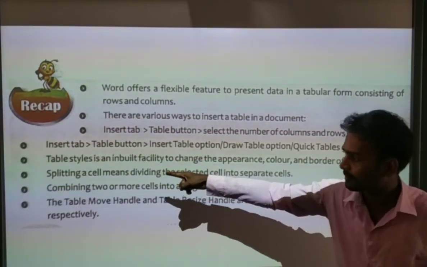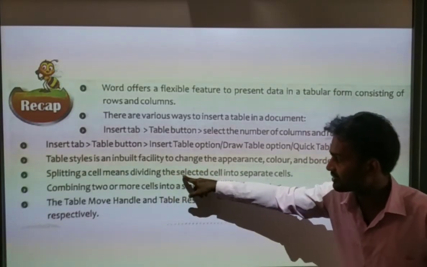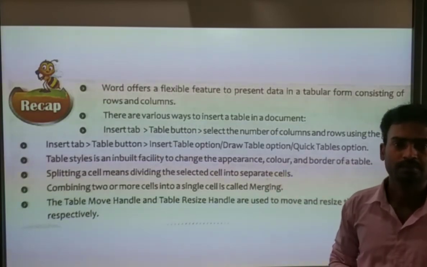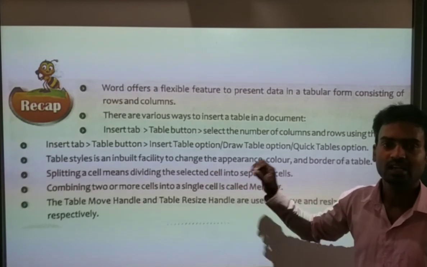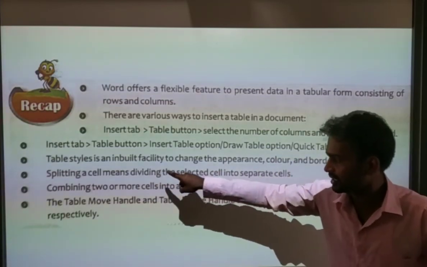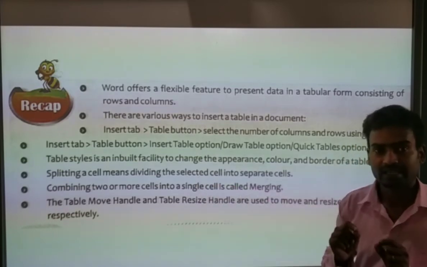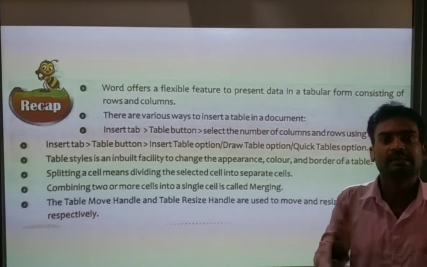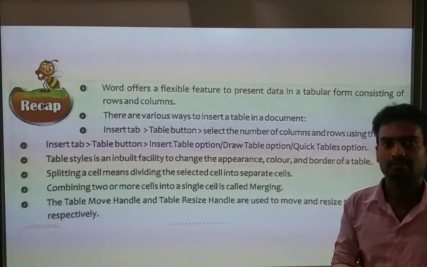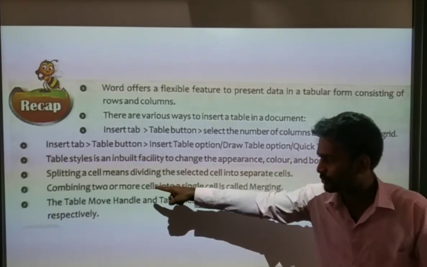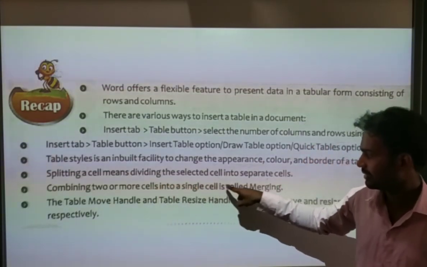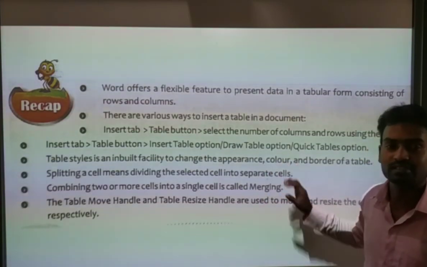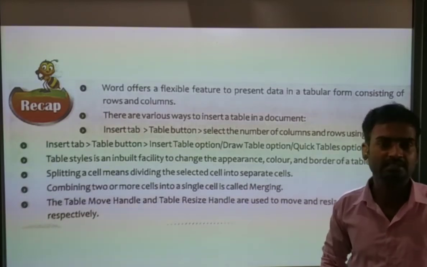Right? Splitting a cell means dividing the selected cell into separate cells. Most of us used to confuse what is splitting. Here they have given it in a simple way. Splitting a cell means dividing the selected cell into separate cells. One cell will be separated into many parts. Right? That's called splitting. And combining two or more cells into a single cell is called merging. These two are very important. First we should know what is splitting and merging.